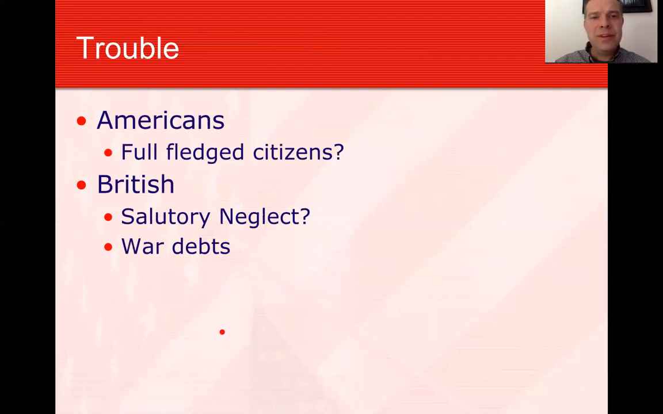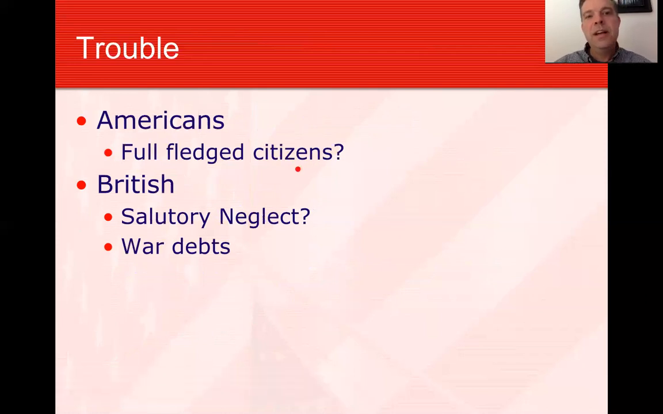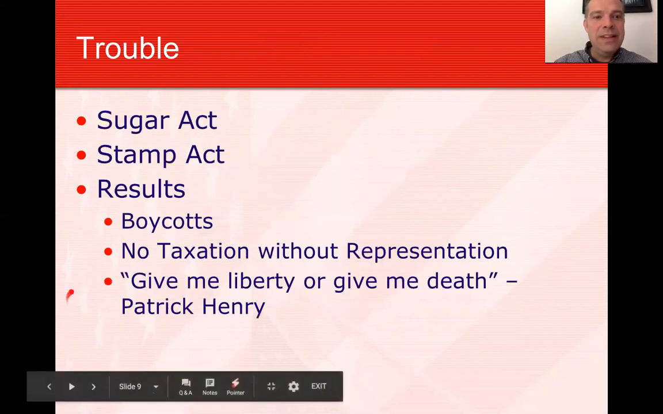So there was this trouble brewing here back in the colonies, and were Americans full-fledged British citizens, or were the British simply exploiting and taking advantage of the colonies? Meanwhile, there was all these war debts being piled up, these war debts that the colonies and the British were taking on because of them trying to defend themselves against the French, both in the colonies and back in Europe. So how do you pay for this defense? How do you pay for these wars?